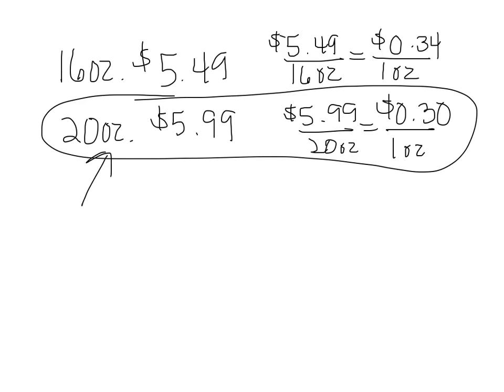That's why you can't always go with the cheaper, because if you would have bought the $5.49 thinking, oh, it's less money, is it really the better buy? No, you're paying a little bit more per ounce of material in that box.